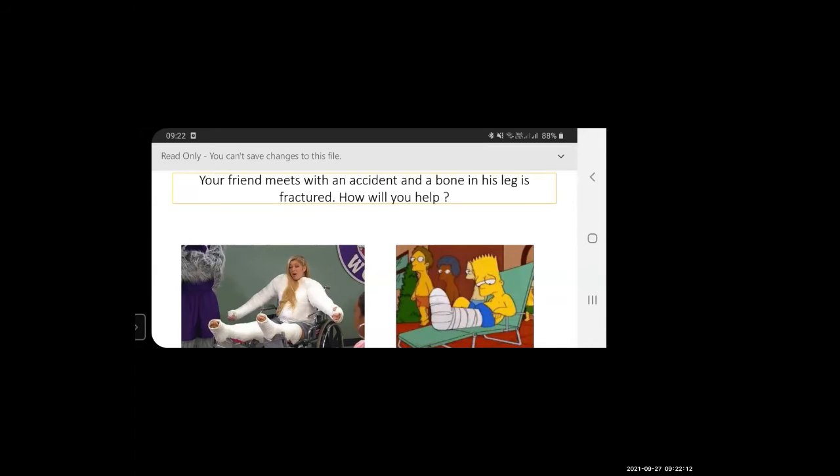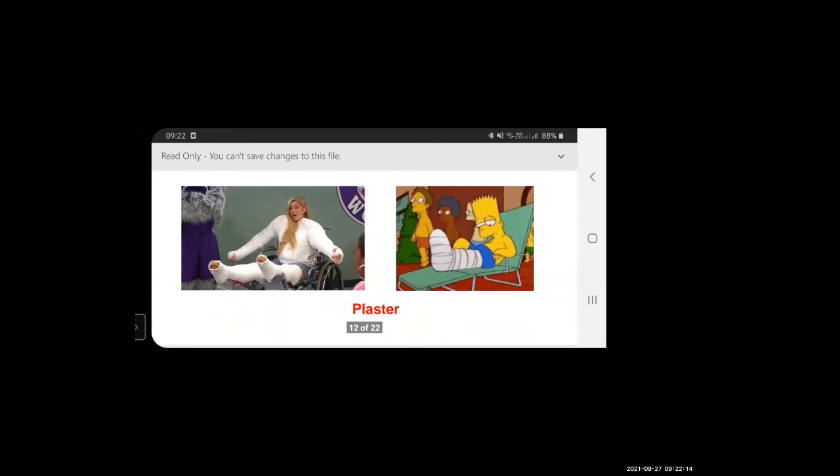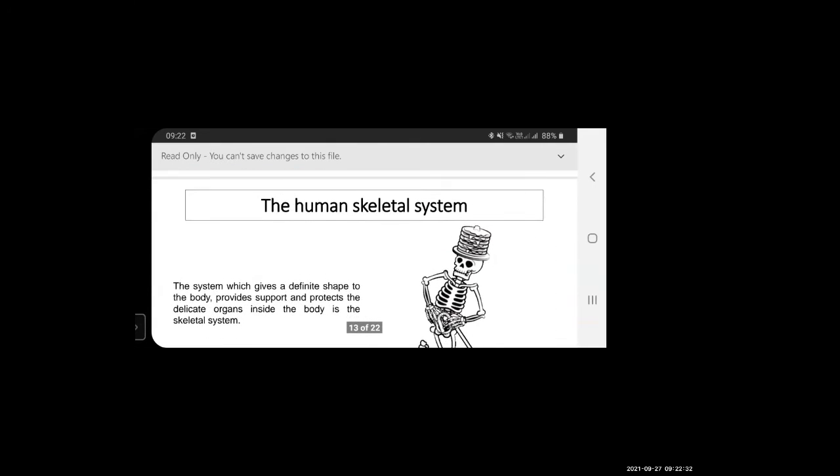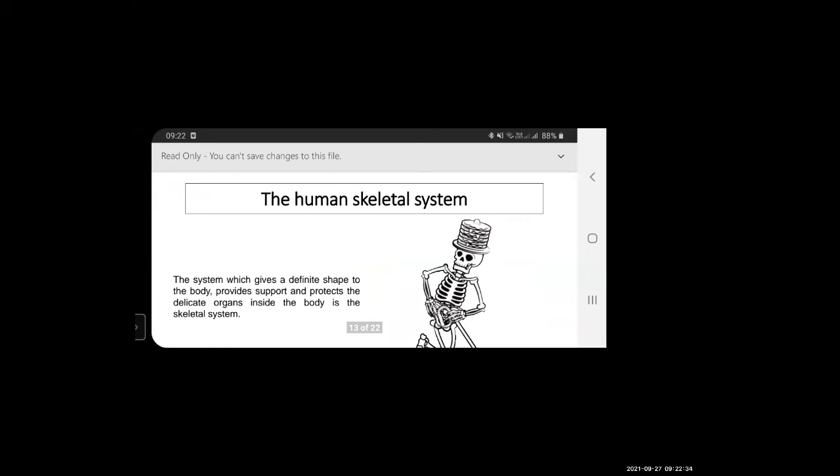Okay, so in this picture, you can see a plaster. What is a plaster? See, a white cement-like part. Can you see the lady? She is fully covered with plaster, right? So it's a white cement part, and white cloth is wrapped around the cement part, okay? That is called a plaster.